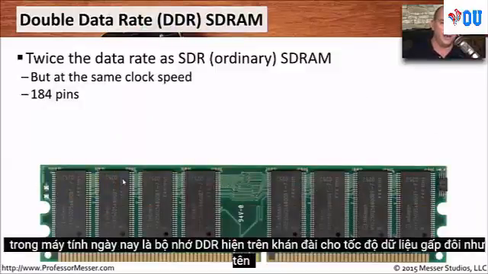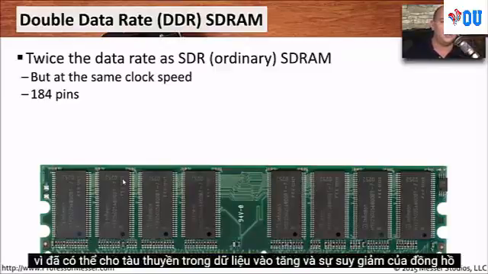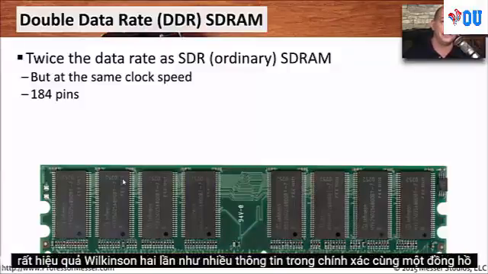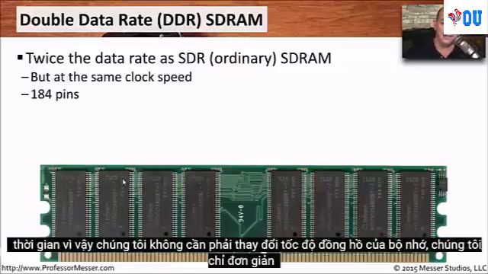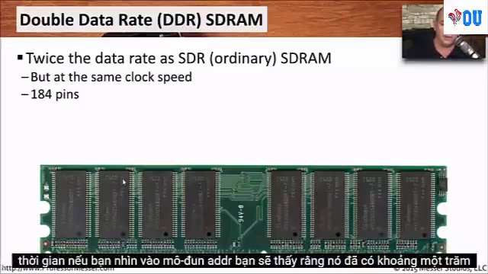The type of memory that you'll find in today's computers is DDR memory. This stands for double data rate. As the name implies, it is twice as fast as the single data rate memory was. That's because we're able to both send data on the rising and the falling of the clock. So effectively, we can send twice as much information at exactly the same clock time. So we didn't have to change the clock speed of the memory. We simply changed how we were sending the information during that same clock period.